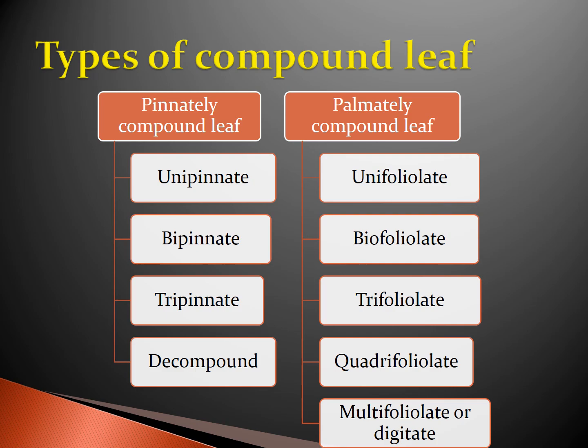Okay, so you can learn it easily. First you should learn the names only. After that you learn the differentiation or definition. Then finally multifoliate or digitate: five or more leaflets are joined and spread like fingers. That is called multifoliate or digitate. Okay. Do you understand?